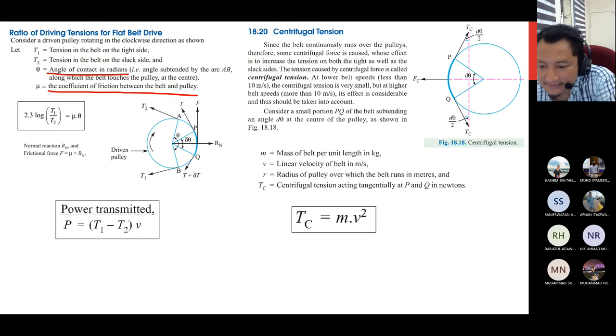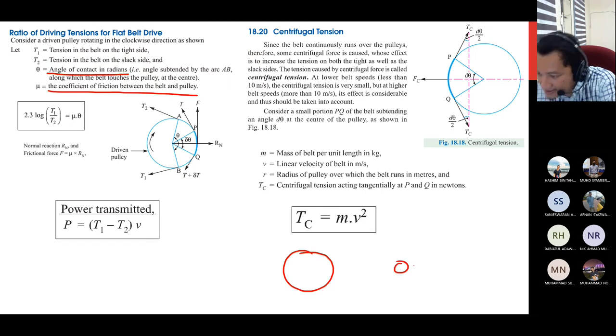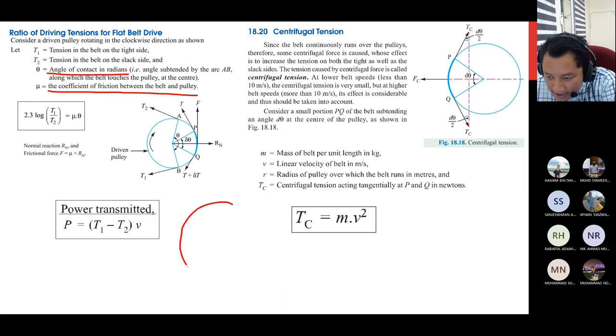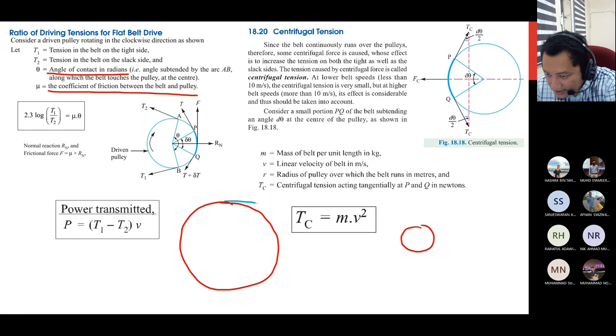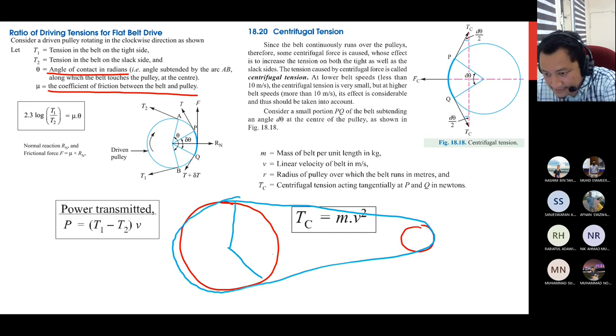Dan kalau kamu ada puli, satu puli besar, mungkin satu puli kecil. So, saya lukis besar sikit. Satu puli yang besar, satu puli yang agak kecil. So, puli itu dia akan ada contact point. Ini berapa contact point dia? Ini berapa contact point dia? Ini depan sikit kita belajar lebih detail lah.